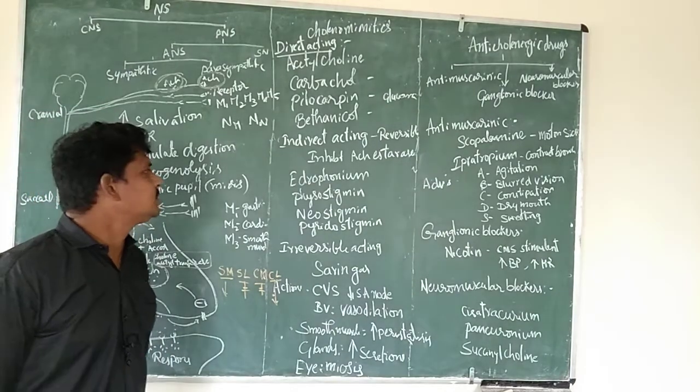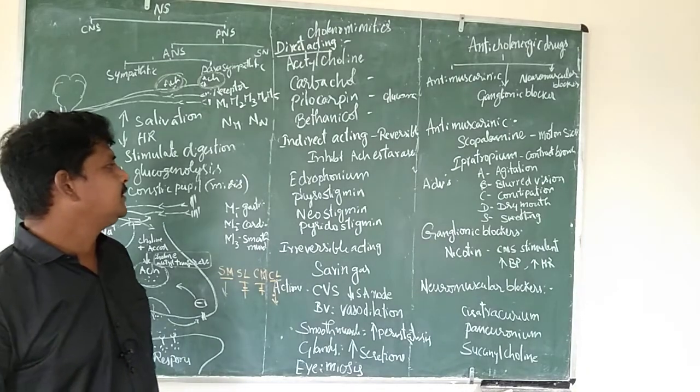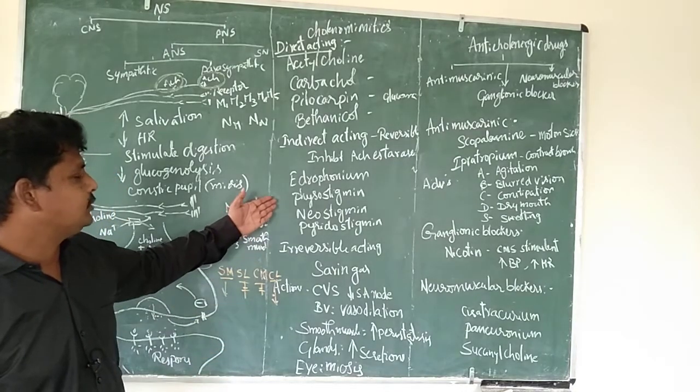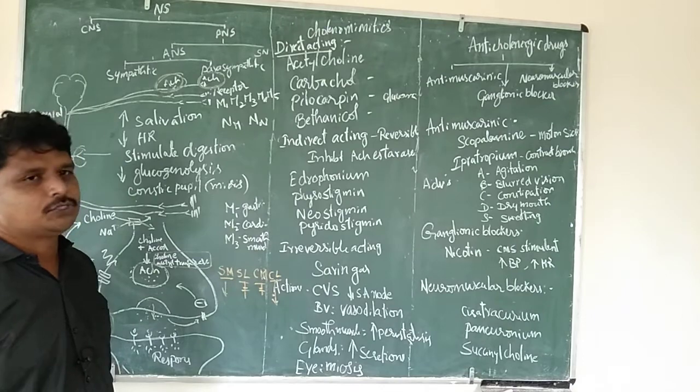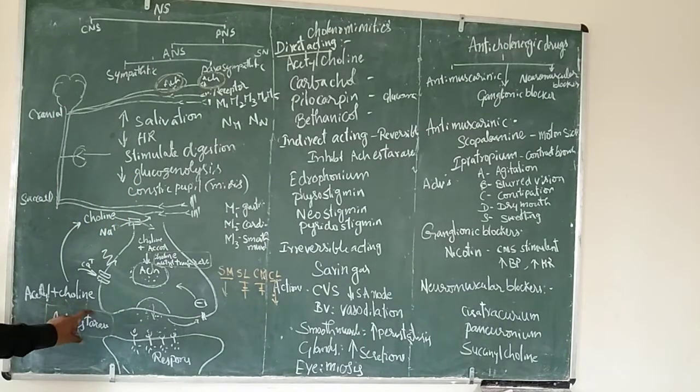Apart from this, we will use indirect acting reversible inhibitors, for example physostigmine, neostigmine and pyridostigmine. These agents simply block the acetylcholinesterase reversibly. So for some time it is going to block it, resulting in the acetylcholine concentration being increased. So we can have the therapeutic effect.